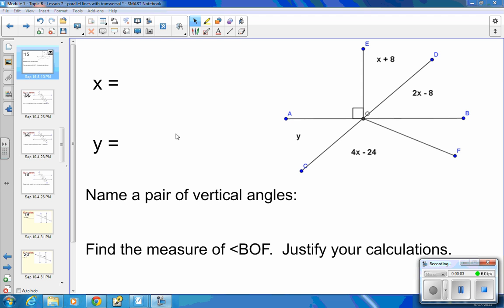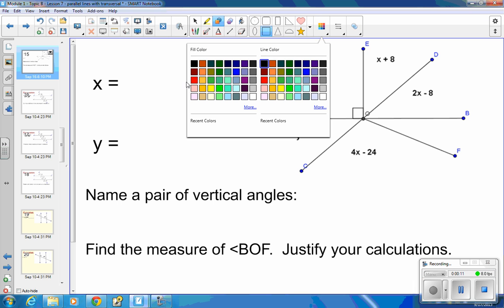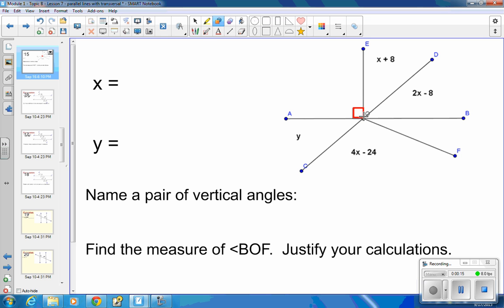In the opening exercise of this lesson, you are supposed to solve for x and y. So looking at the picture here, we should see that we have a right angle. And let me just do that in red so you can see it better. So here is my right angle right there. And so if this is a right angle on this side, then the other side of the line is also a right angle. And so I have complementary angles.